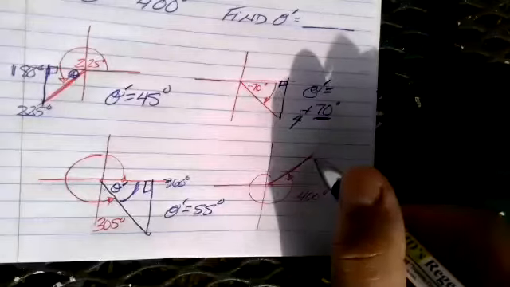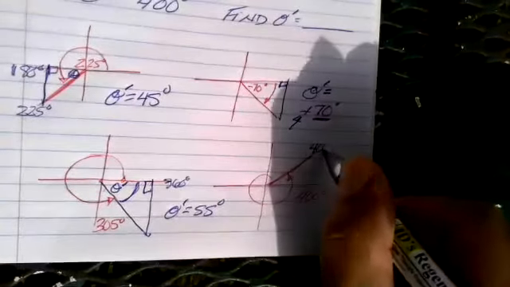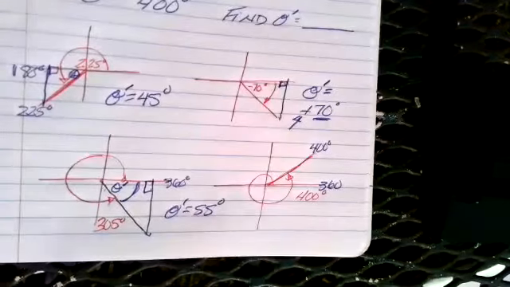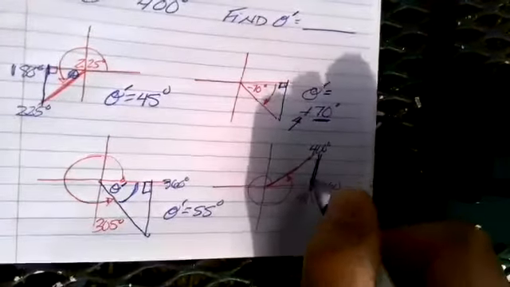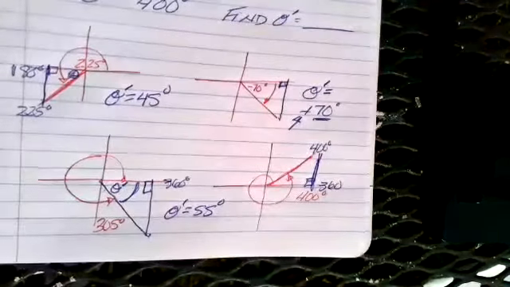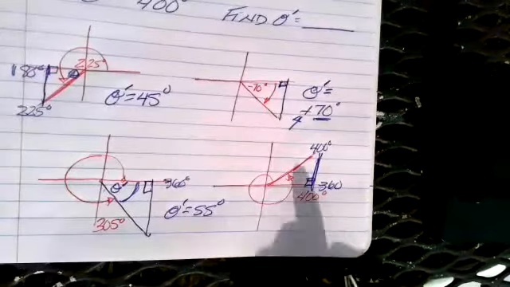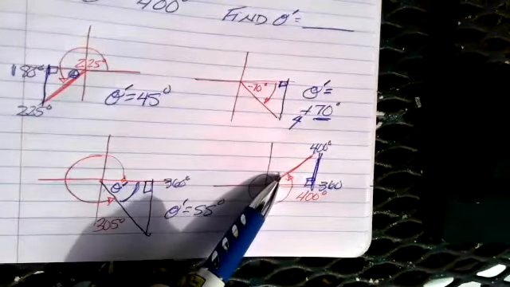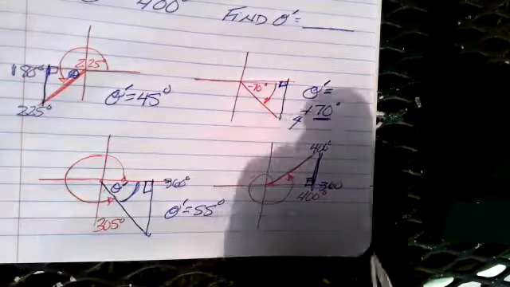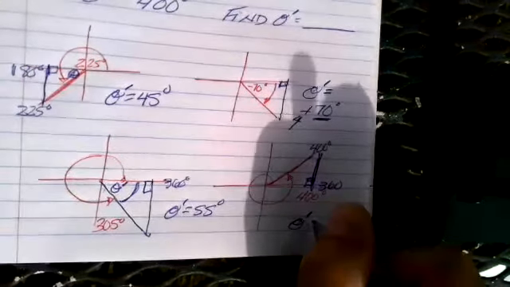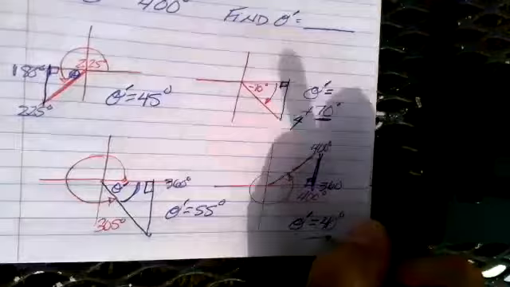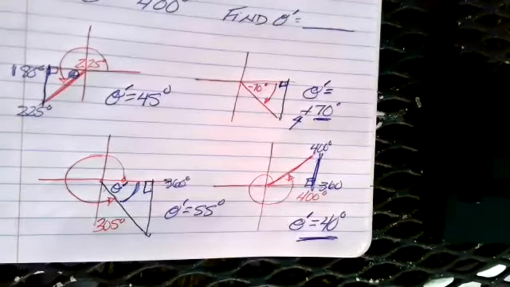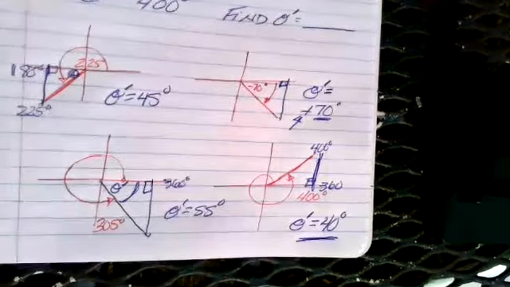And for this last example, this is 400 degrees. This is 360 degrees. I draw my vertical line. I create a right triangle. So from 360 to 400 is what, 40 degrees? So theta prime is 40 degrees. And that's how we find reference triangles. That's how we create a reference triangle.